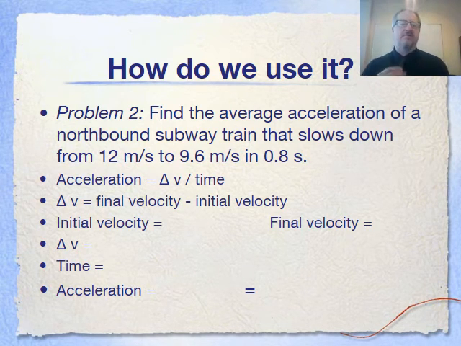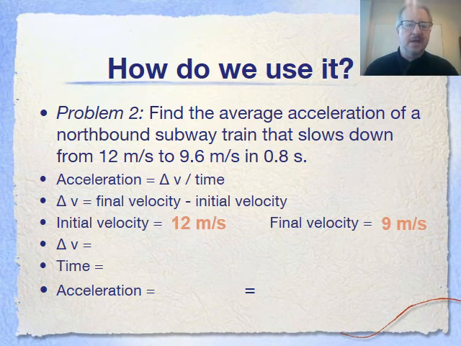So again, our formula for acceleration is change in velocity divided by time. And of course, change in velocity necessitates us to take the final velocity and subtract the initial velocity from it. So if we plug in some numbers, the initial velocity was 12 meters per second. The final velocity was 9 meters per second. So we already know it's slowing down. So if we plug this in, we end up with -3. So 9 minus 12 is -3. So our change in velocity is -3.